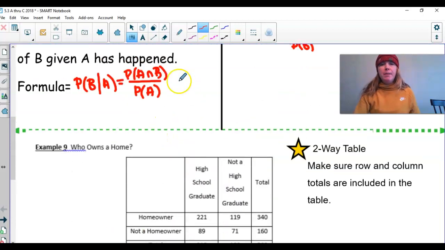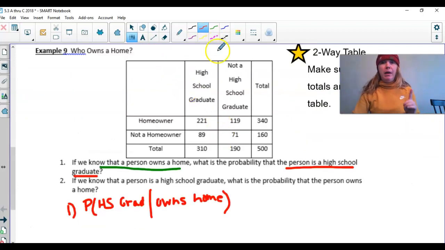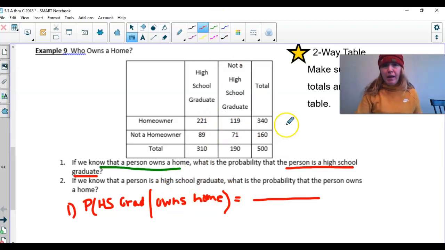Now for a two-way table, we use this same formula, kind of. We're not going to figure out the probability of A or the probability of both. We're just going to look at the two-way table and make it even easier for ourselves. Instead of figuring out the probability they own a home, we just look and ask how many homeowners do we have? That's going to go in our denominator. We're only dealing with homeowners here.